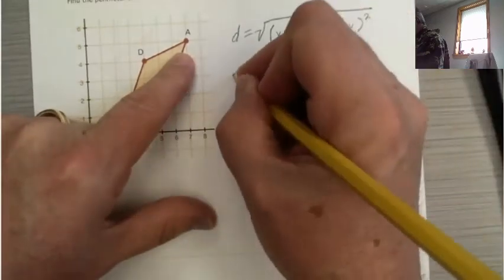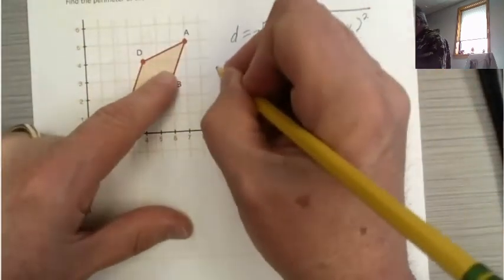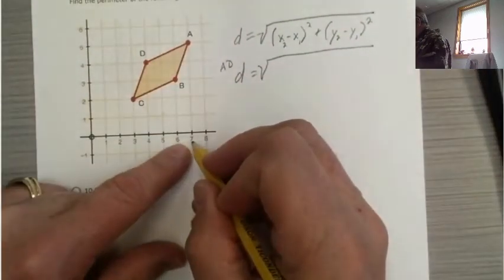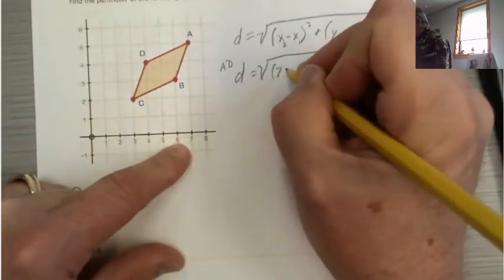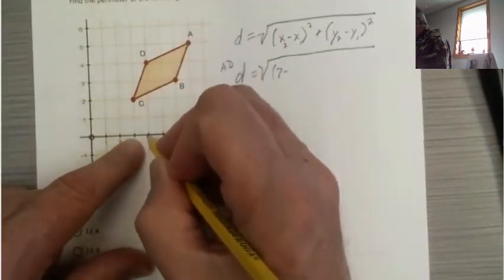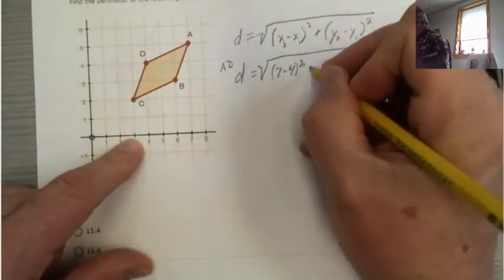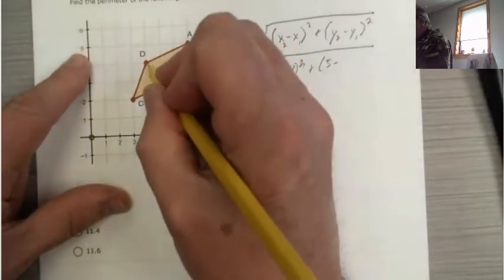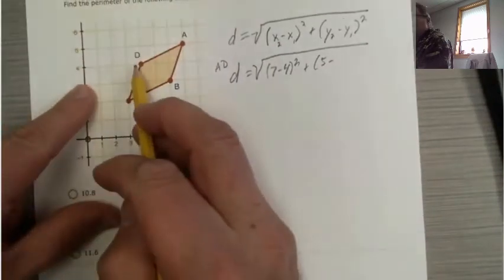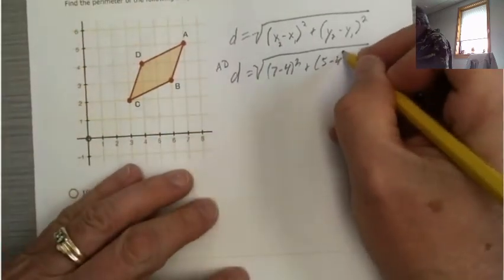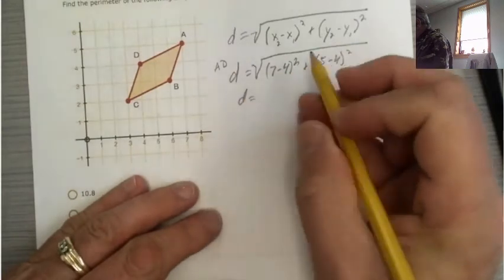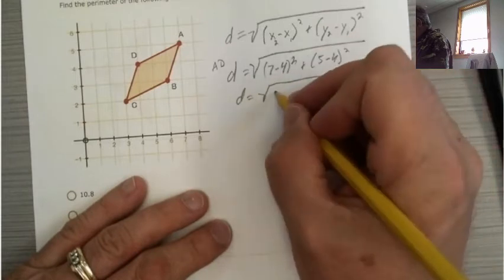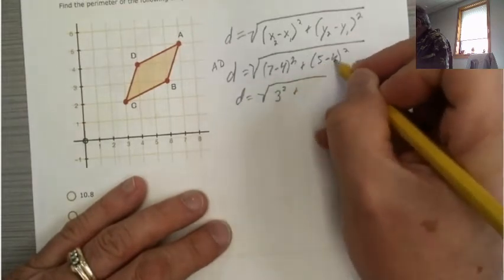So let's check the distance from A to D. The distance is the square root of the x, 7 minus the x, 4, squared, plus the y, 5 minus the y, 4, squared. So 7 minus 4 is 3 squared, plus 5 minus 4 is 1 squared.